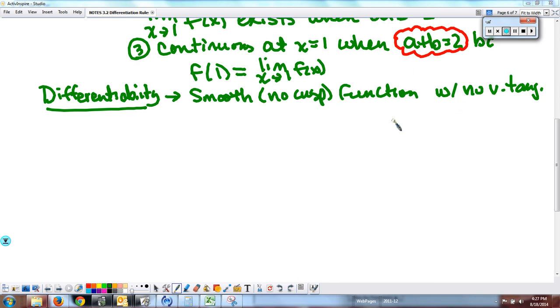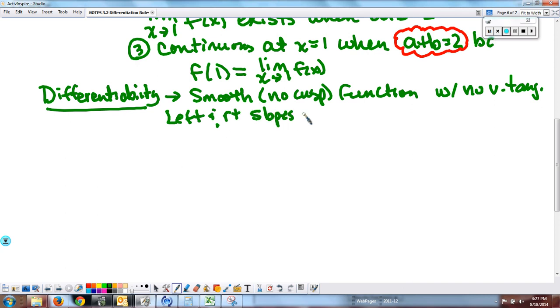So basically, to see that it's smooth and we have no vertical tangents, we want to make sure that the left and the right slopes merge smoothly. So left and right slopes, aka derivative, merge smoothly, and we want to make sure that they're not vertical. That's the other thing: they're not infinity or negative infinity.